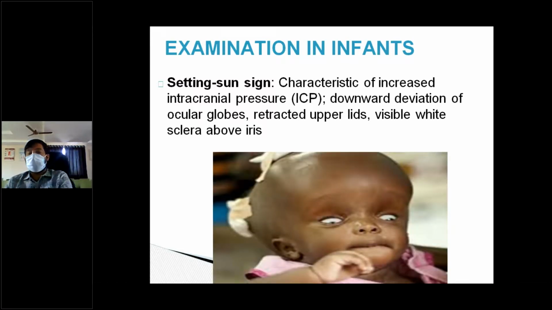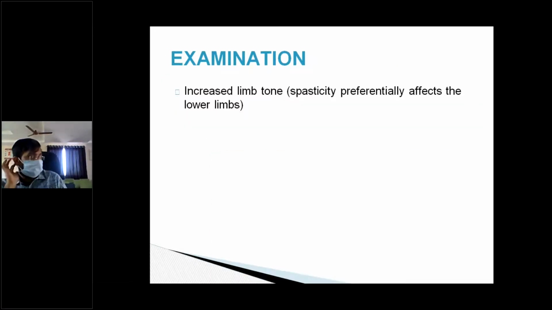So this is a pictorial representation. He has increased head enlargement with tense fontanelle, and the setting sun sign, where the pupils are completely deviated downward with retracted upper eyelids, and the upper sclera is clearly visible.